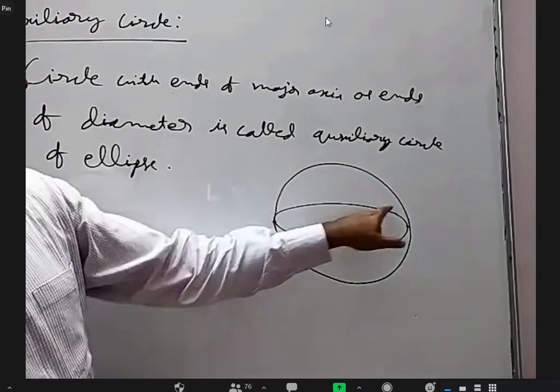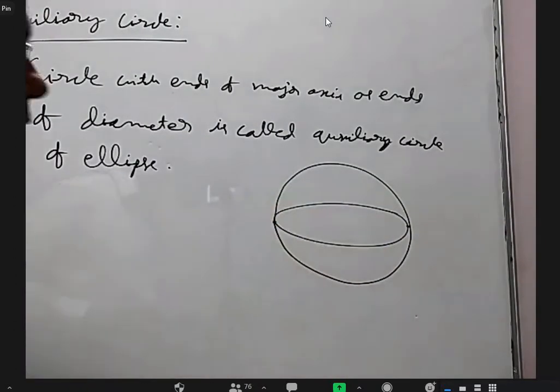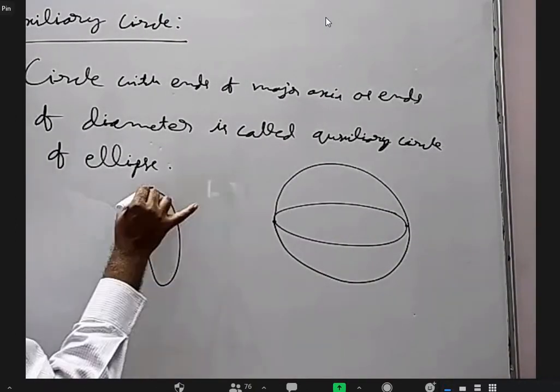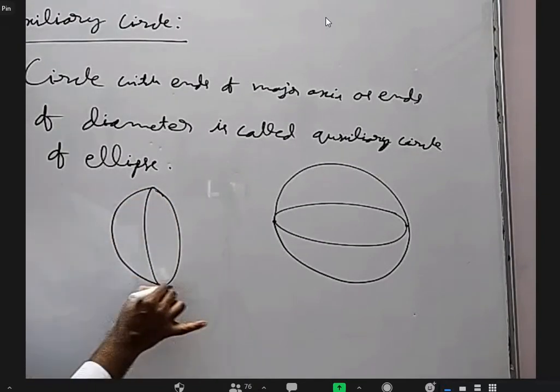Even if you take any other 2 points, if you join, it will be less than this length. So that is called the auxiliary circle. Of course, this is for a horizontal ellipse. If I take a vertical ellipse, the auxiliary circle will be like this.